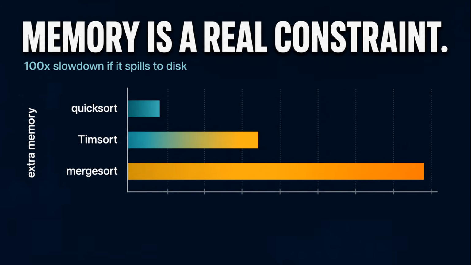Memory is the other axis. Quicksort is in place. It only needs a small amount of extra space for the recursion. Mergesort needs O(n) extra space for the merge buffer. Timsort sits in between, with a temporary buffer that is a fraction of the array.